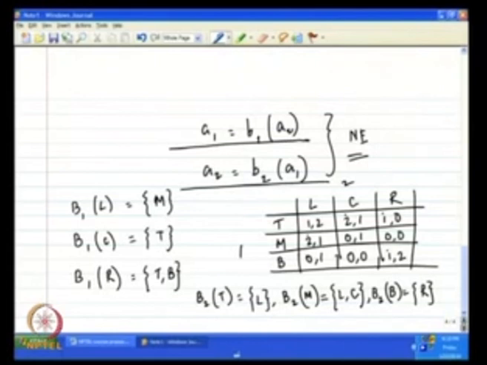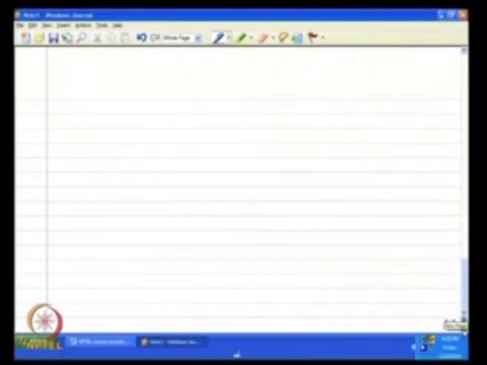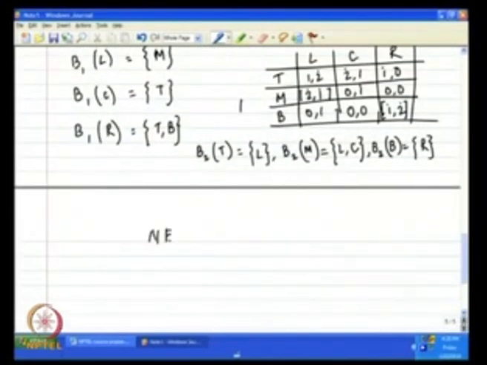Now let us talk about the best response of player 2. If player 1 is playing T, his best response is L, so I have a dot over 2. If M, L and C, if B, only R. Now, once I have put all the dots, what are the Nash equilibria? Well, the Nash equilibrium action profile will be that action profile where I have two dots, not a single dot, but two dots, and this is happening here and here. So there are two Nash equilibria in this case. One is ML, the other is BR. Two Nash equilibria are there.